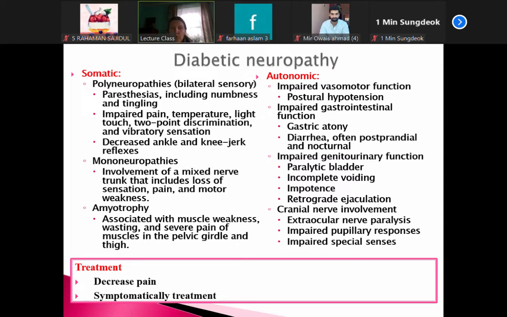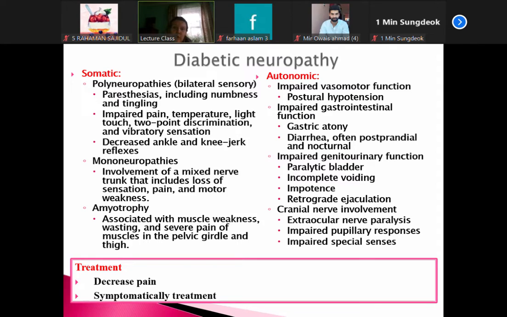We can control everything we can control; we call these somatic nerves. Autonomic nerves, we cannot control them. These are the nerves which innervate our internal organs: heart, GIT, urination, sweating, dry skin, constriction and dilatation of vessels, etc. These are autonomic.